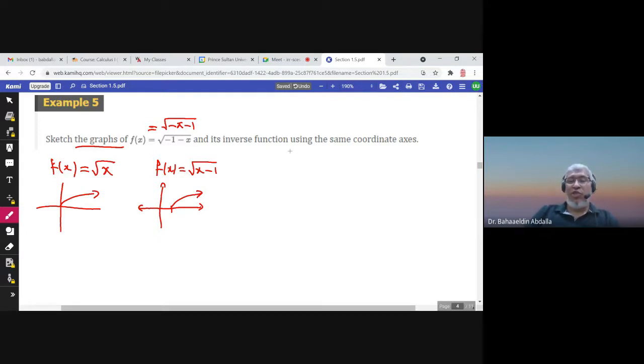Now, this is h. Remember the order of transformation is h, s, r, v, where h is the horizontal shift. S is stretching or shrinking, which we don't have here. R is reflection. We have a reflection because this is negative x. When you multiply x by negative, you reflect the graph about the y-axis. This is the y-axis. So now I can graph the function by reflecting this one about the y-axis. So this would be the graph of this function.